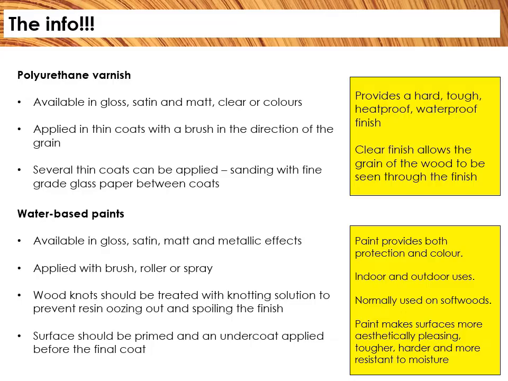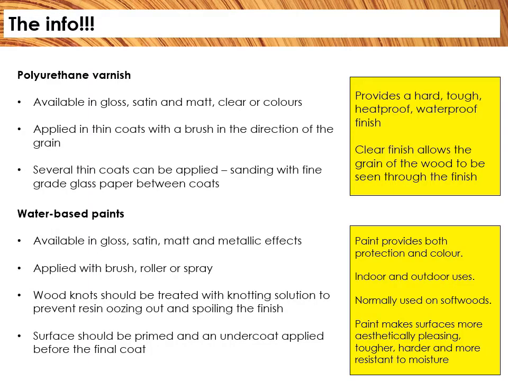So why do we use paints? Well, paints provide both protection and colour. They protect the wood from rot and moisture, and also obviously give colour. You can use them indoors, you can use them outdoors. Have a think to yourself why they are normally used on softwoods. You might be thinking, well, why are they normally used on softwoods? Come back to that one in a minute. Paint makes the surfaces more aesthetically pleasing, tougher, harder, more resistant to moisture.